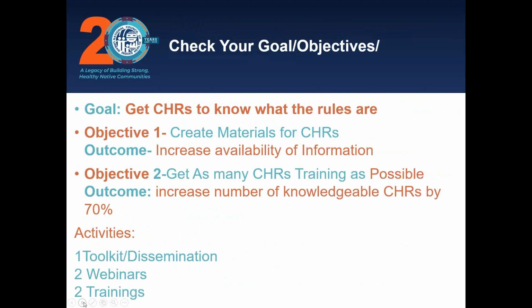Creating materials allows you to increase availability of information. Then you have another objective that I suggested. Get as many CHRs trained as possible. So the outcome is to increase the number of knowledgeable CHRs by 70%, so that they can serve Native Americans in the cities better. The activity that I suggest, and in this case we would be proposing, would be we're going to create one toolkit and we'll be disseminating it through the platform. We'll be creating 2 webinars and 2 trainings, mainly. Every cost has to be connected and justified through your grant application.